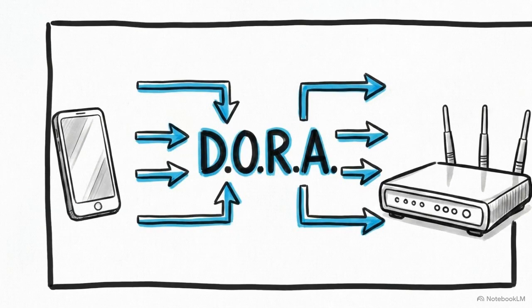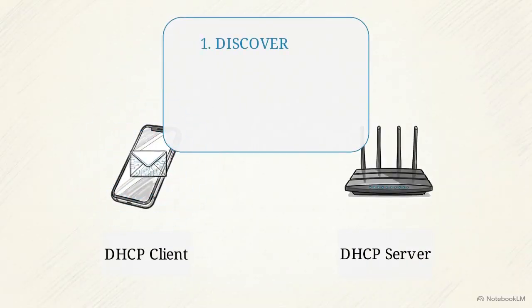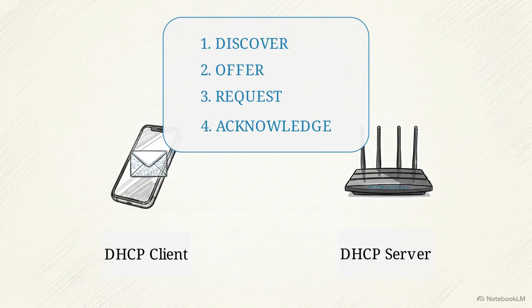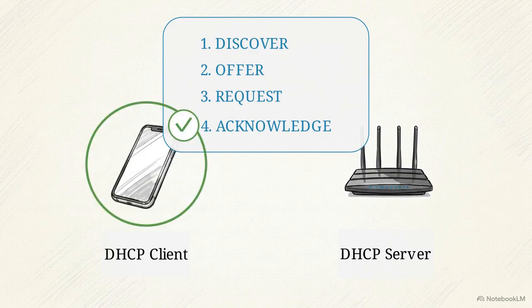Acquiring this welcome packet happens in a split second through a specific 4-step digital handshake known as the DORA process. Step 1 is Discover. The client broadcasts a message asking for a DHCP server. Step 2 is Offer. A server replies, offering an IP address. Step 3 is Request. The client accepts the configuration. Step 4 is Acknowledge. The server confirms, locking in the IP.